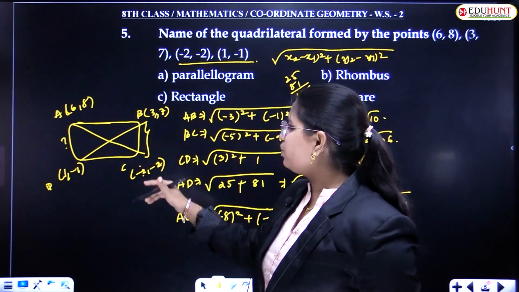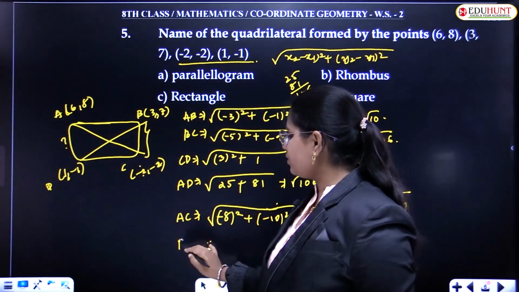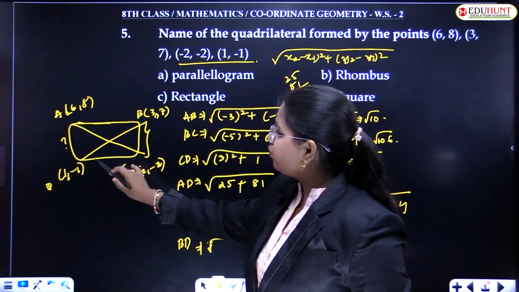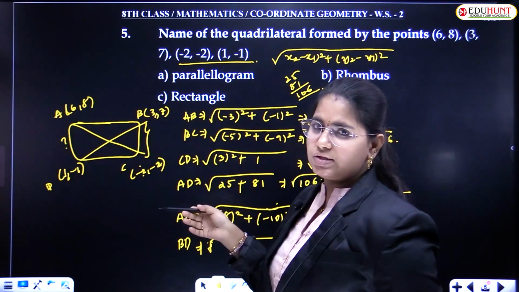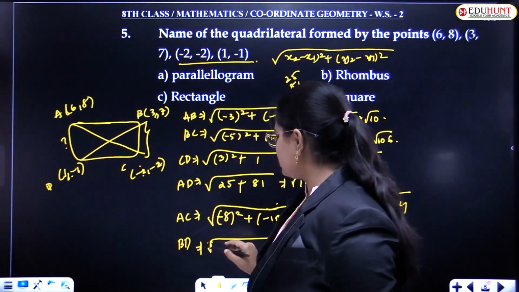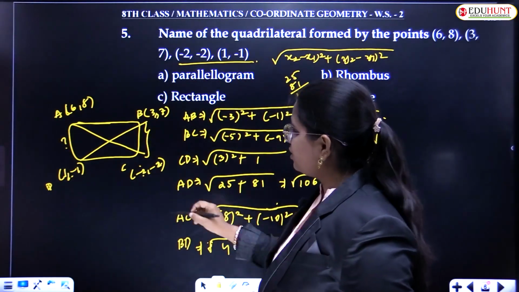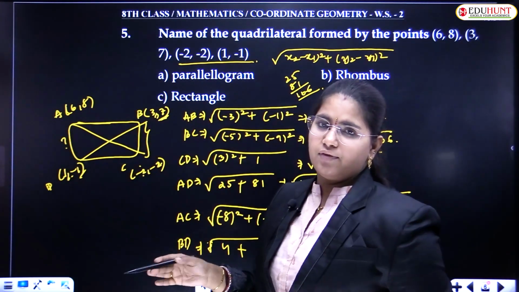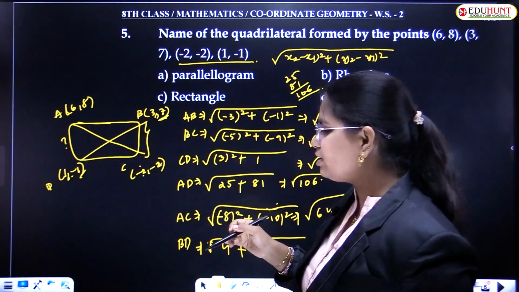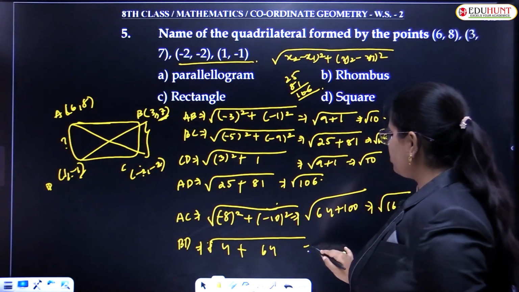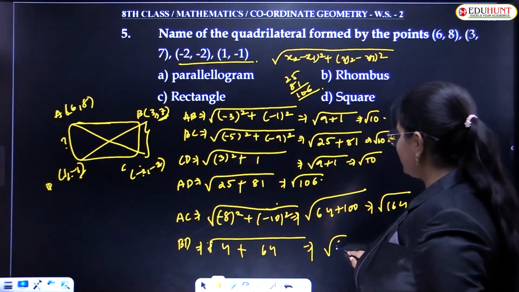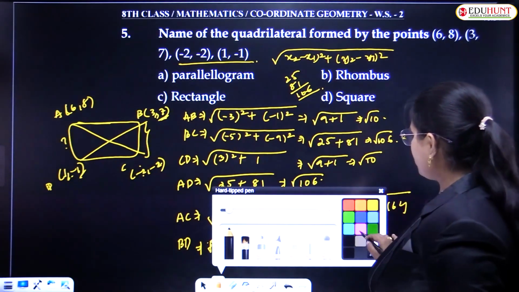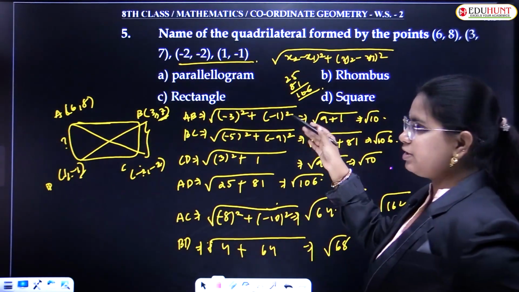Done. So we are left with BD, right? So what is the length of BD? See, BD: 1 minus 3 is minus 2 whole square, which is 4, plus 1 minus 7, which is minus 6... minus 8 whole square is 64. So 4 plus 64 is root 68. Root 68. Now as per the properties, just observe this particular thing.